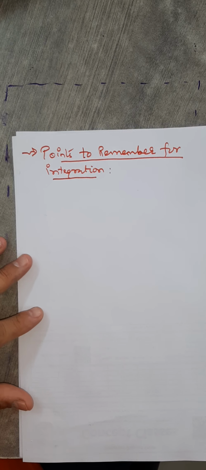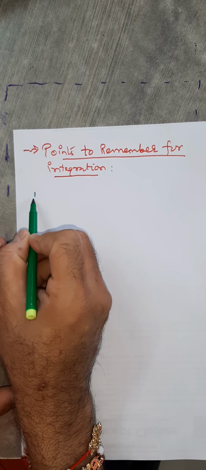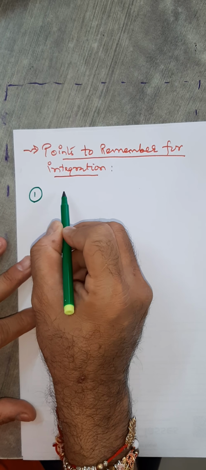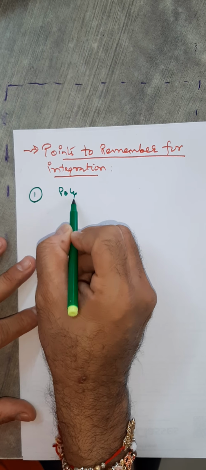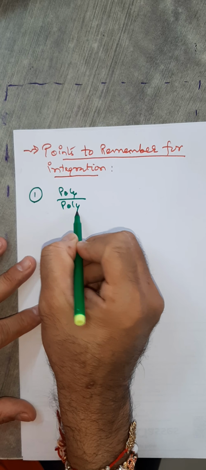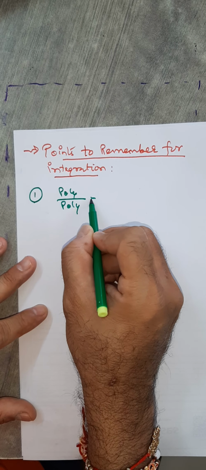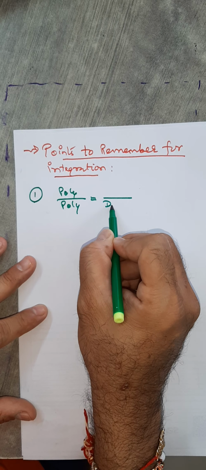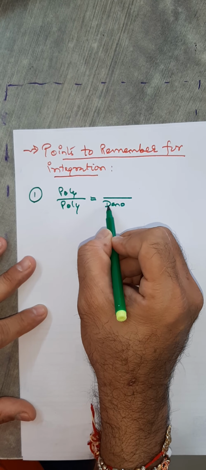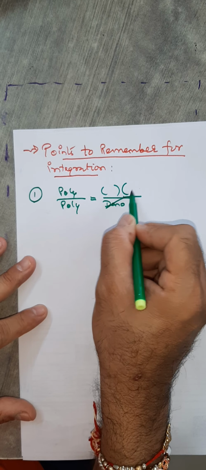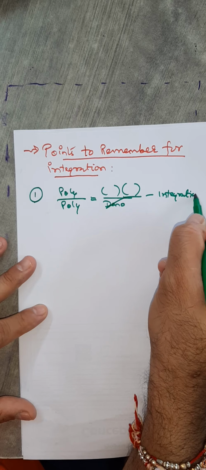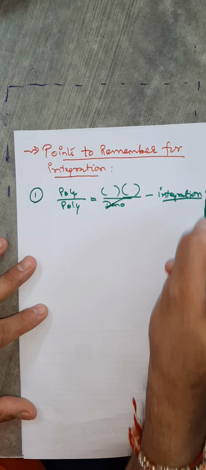So I'm listing the first point here. The first point is, if you have a polynomial function upon polynomial, then you don't have a division rule, so you need to cancel the denominator expression with some factor here, and then you integrate it. Then you do the integration.